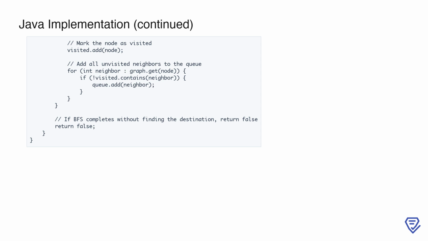If the queue is exhausted and the destination has not been reached, we return false, as no valid path exists between the source and destination. This implementation efficiently leverages BFS to ensure we explore all possible connections while avoiding cycles, thanks to the visited set.